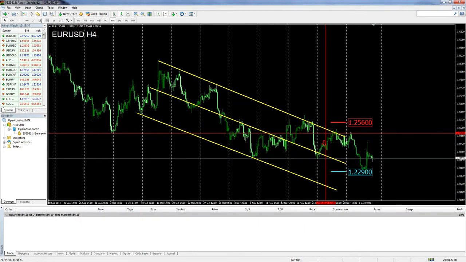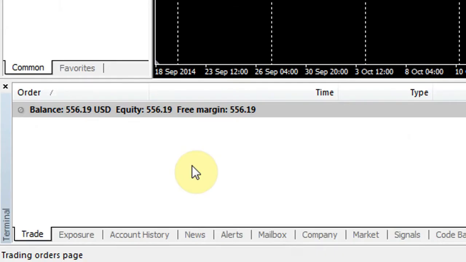Hello and welcome back. It has been 8 days since we opened our euro dollar sell order, and today we're going to look at the result. So right away, let's look at the bottom left corner of our MetaTrader 4 terminal. In the trade tab, we can see that our current account balance is $556.19. And that's great news. That means that our sell order was closed at a profit and we earned $56 on that trade.